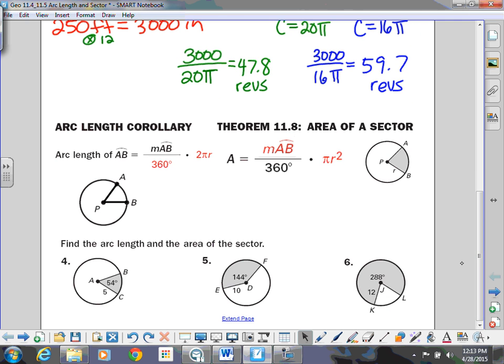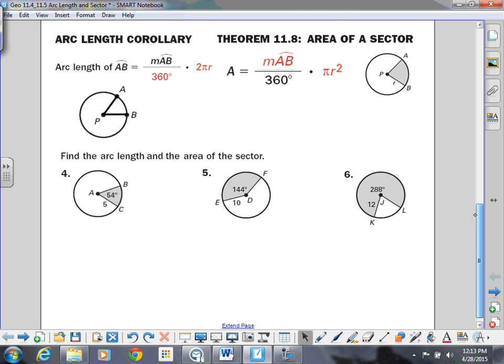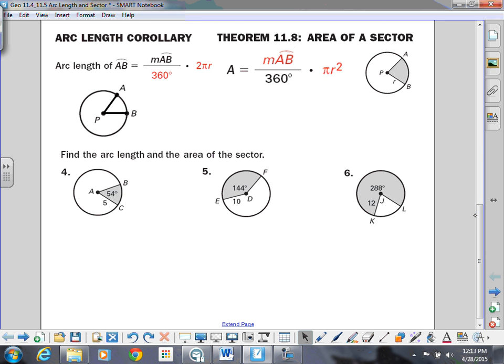Another application we can do with circumference and area is arc length and area of a sector. Really, if you think about arc length, we've been talking about arcs. This is an arc, let's say arc AB.